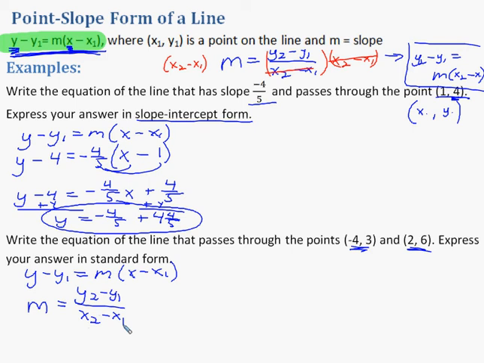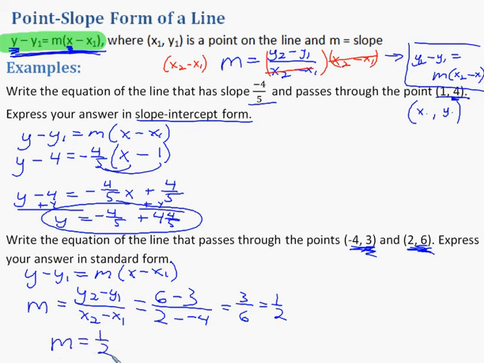It doesn't really matter which we choose as our first point and our second point. So let's just do 6 minus 3, y value minus y value, over 2 minus negative 4. And that gives us 3 over 6, which is 1/2. So we just found our slope is 1/2.